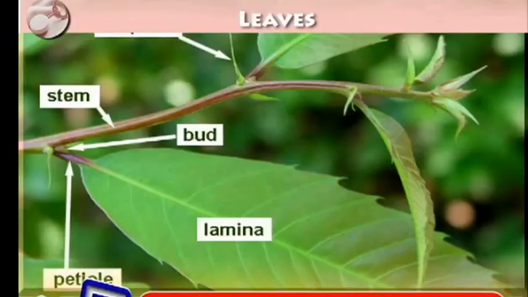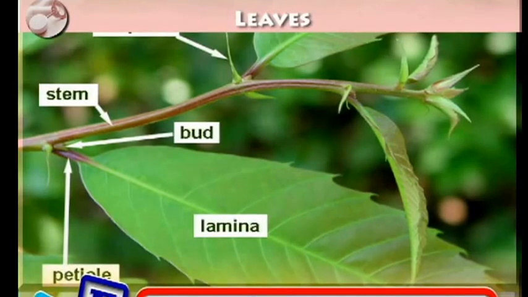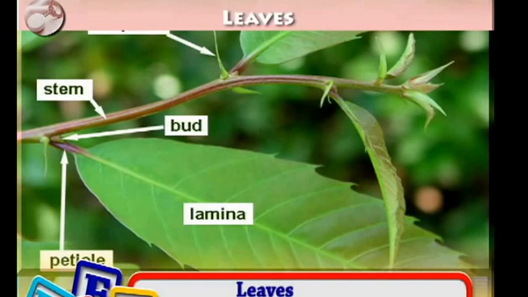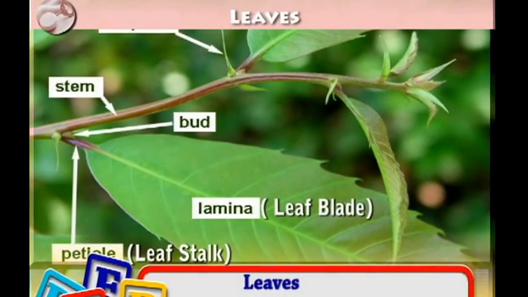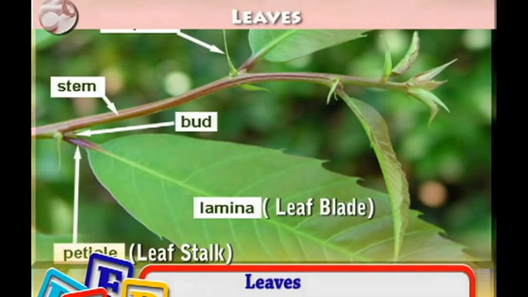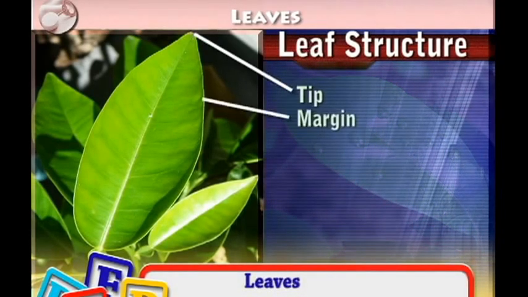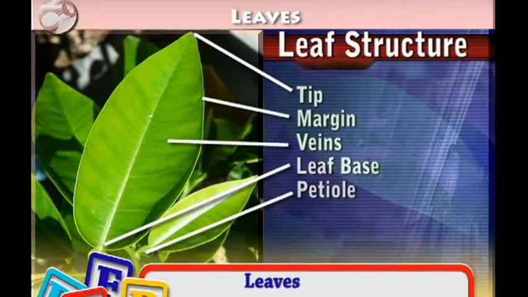It has the lamina, the petiole, and the leaf base. The lamina is the same as the leaf blade, and the petiole is the same as the leaf stalk. When you look at the leaf structure, it has the tip, the margin, the veins, the leaf base, and the petiole.